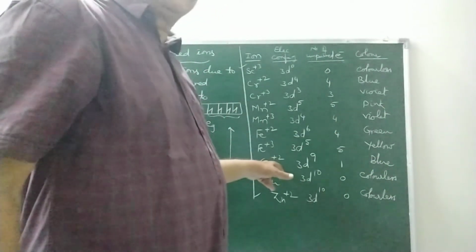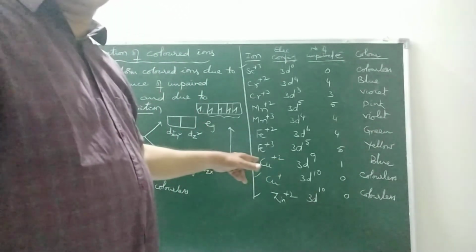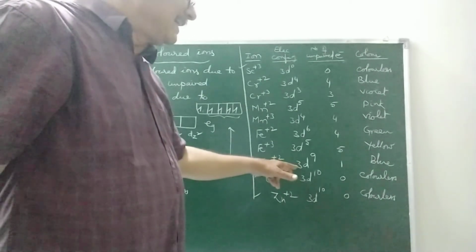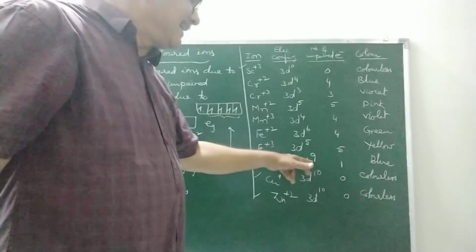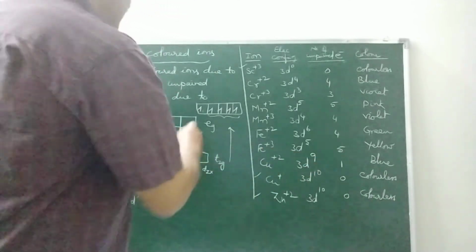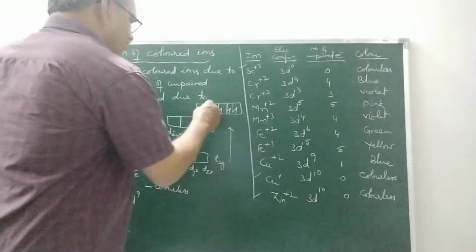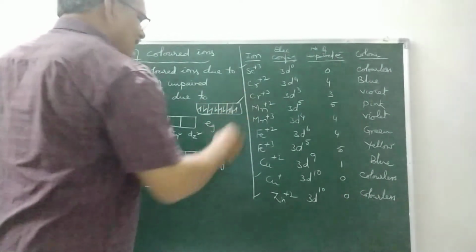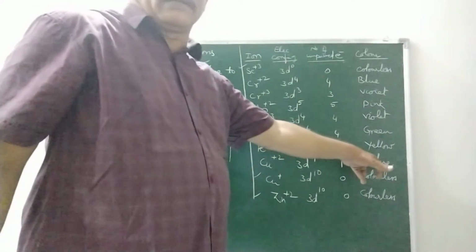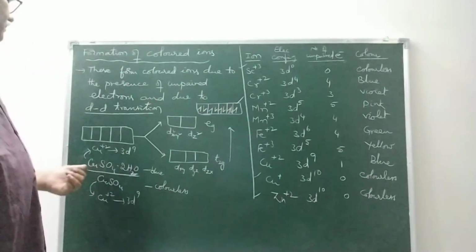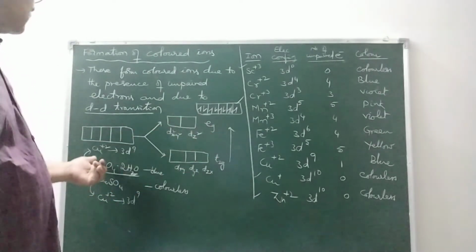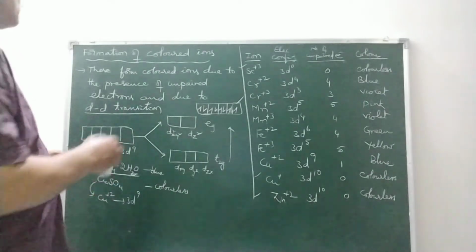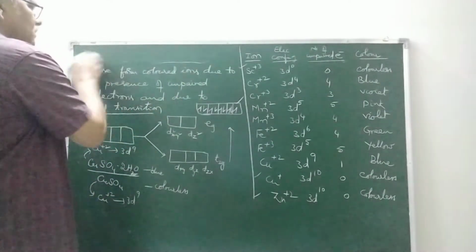In Cu+2, 4s1 3d10 is the configuration of Cu. +2 means 2 electrons are removed, from 4s 1 electron and from 3d10 another electron. So we will get 3d9. So these 9 electrons are arranged: 5 electrons like this, and the 6th, 7th, 8th and 9th electrons. So one unpaired electron is present. It is blue in color. We know that CuSO4 is blue in color and it has the Cu+2 ion, right? So this is about the formation of colored ions by the d block elements.